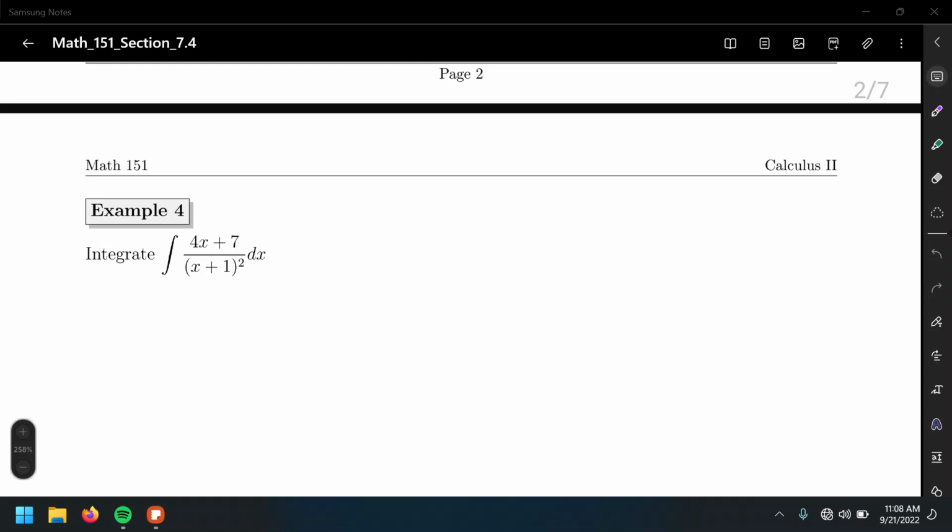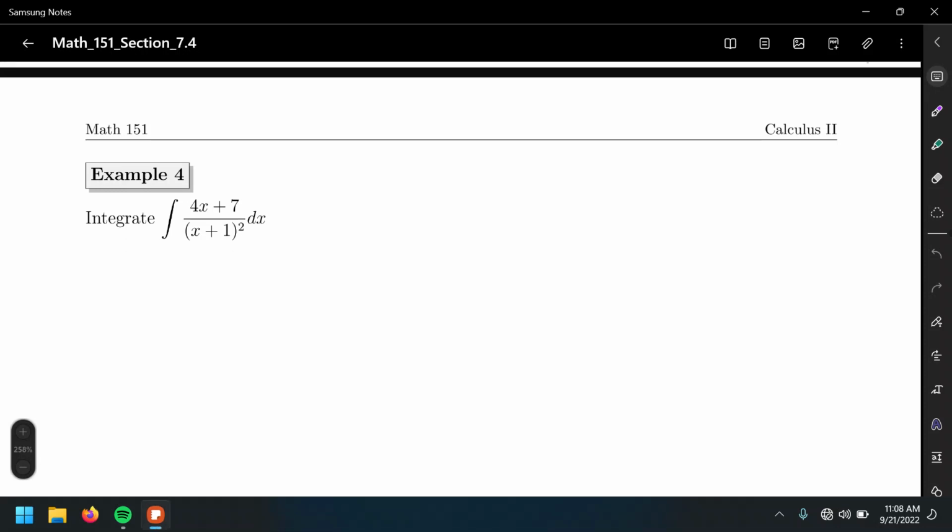So this time we have a big fraction. We need to split it into a sum or difference, depending on the signs of the coefficients, of simpler fractions or partial fractions. Now, for example number 4, things are going to work a little differently than what we did in the previous example. So let me get my stuff ready. And okay, it's right here.